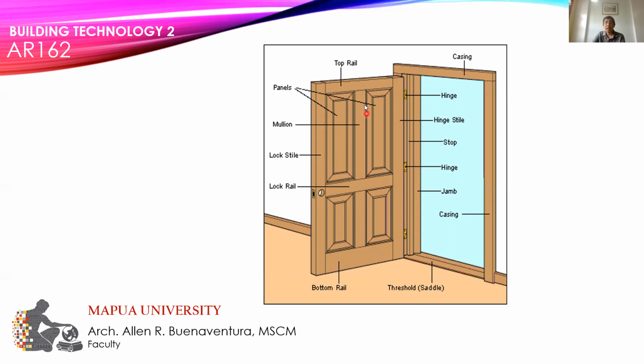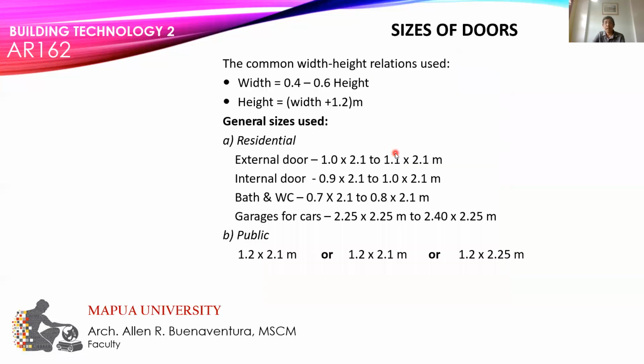Okay, so this is a typical section of a panel. This is the lock rail, this is the bottom rail, this is the lock stile. These are the panels inside, this is a top rail. So this is the anatomy of a door. Okay?